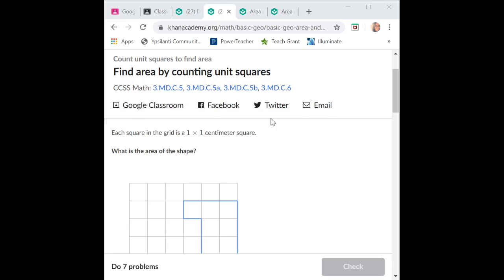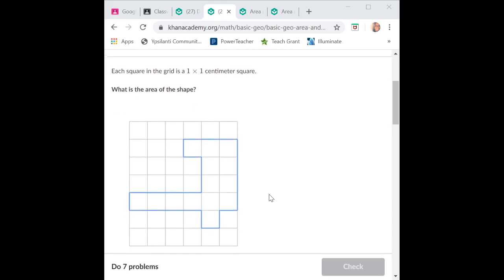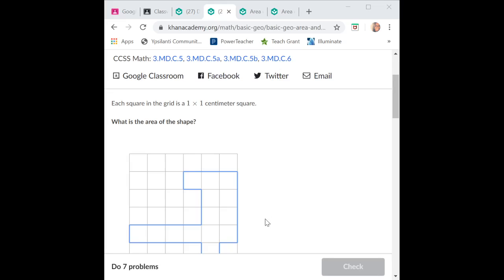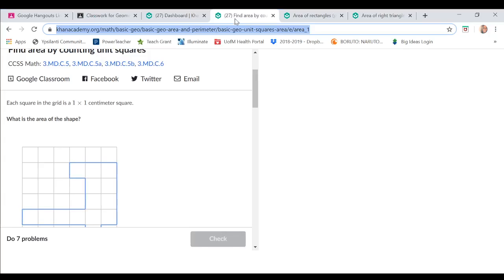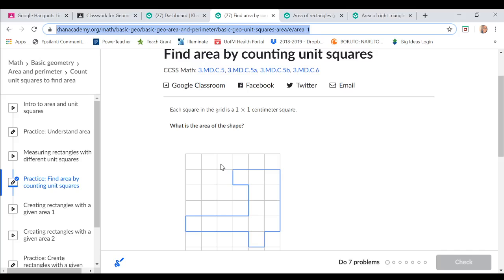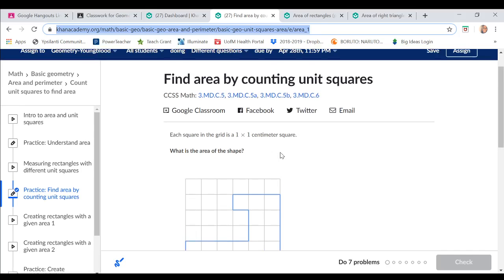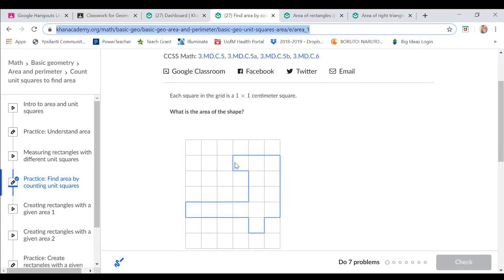So area, I'm doing the Khan Academy assignment. This isn't an actual assignment for you guys. It's just an assignment I picked that I thought would be a good example of how to explain what area is. So for this first assignment that I'm going through, we're finding the area by counting unit squares. So area is just the space inside of a polygon or a figure.